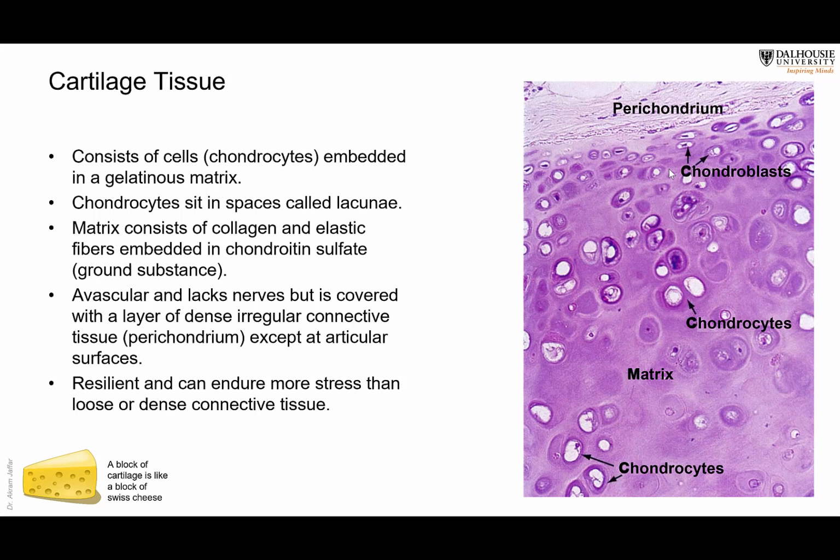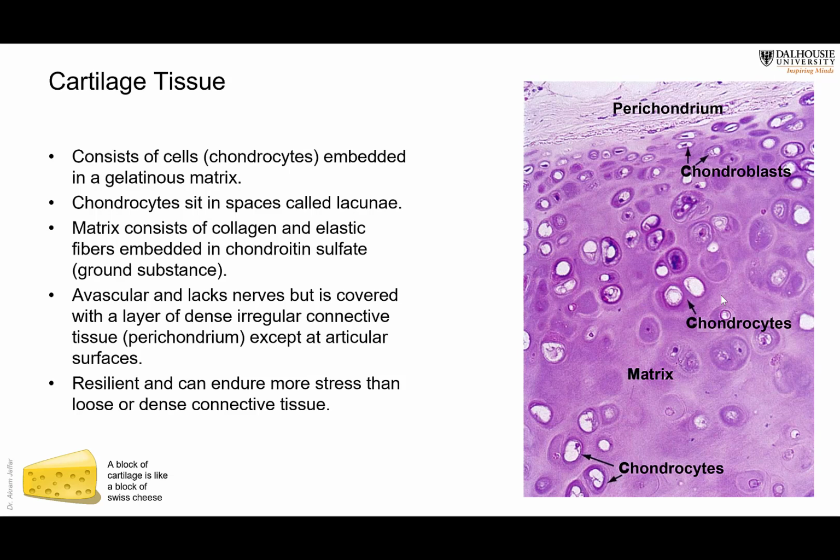Because this matrix is a jelly-like matrix, they become imprisoned in the matrix in spaces or small lakes called lacunae. Lacuna means small lake, and so they become chondrocytes. When they are chondrocytes, they will lose the ability to divide. They will not be able to lay down more matrix, but they can maintain the matrix. So we have chondroblasts and we have chondrocytes. And there is a matrix.